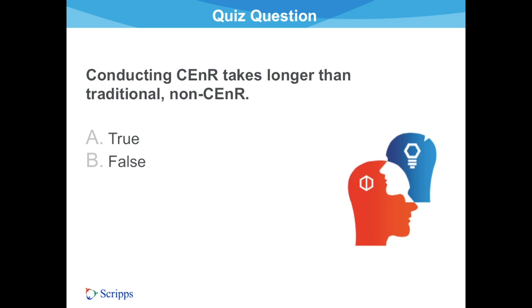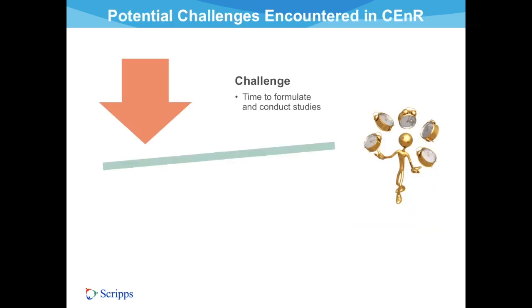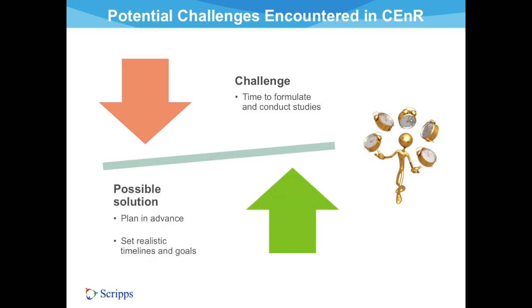Conducting CEnR takes longer than traditional non-CEnR. A. True. B. False. A is the correct answer. CEnR generally takes longer to conduct than traditional research. Community engagement studies often require more time to formulate and conduct than traditional research. Ideally, one can plan far in advance to help ensure efficiency and progress. Also be sure to set realistic timelines and goals so expectations are met.